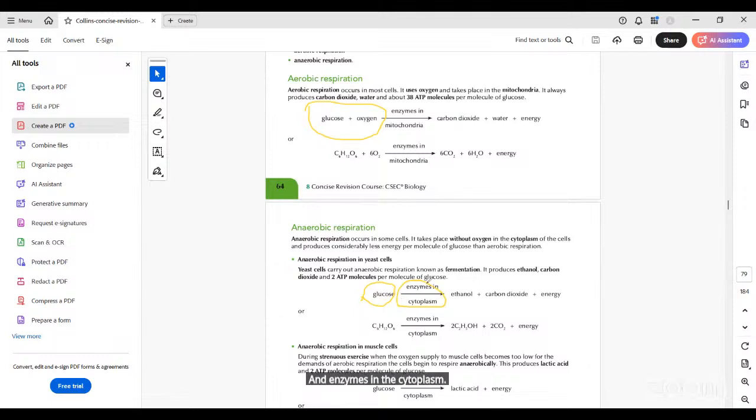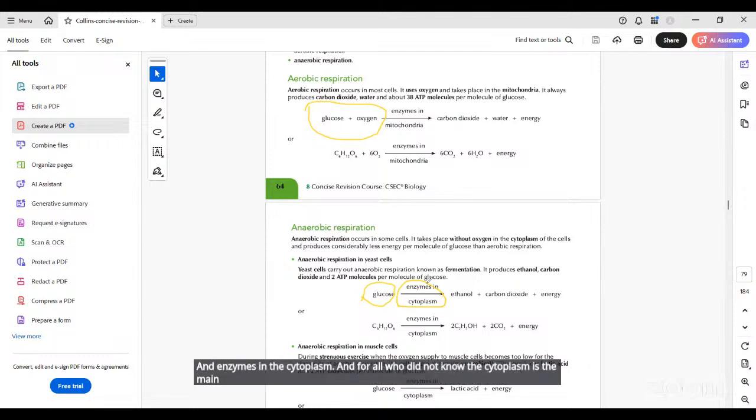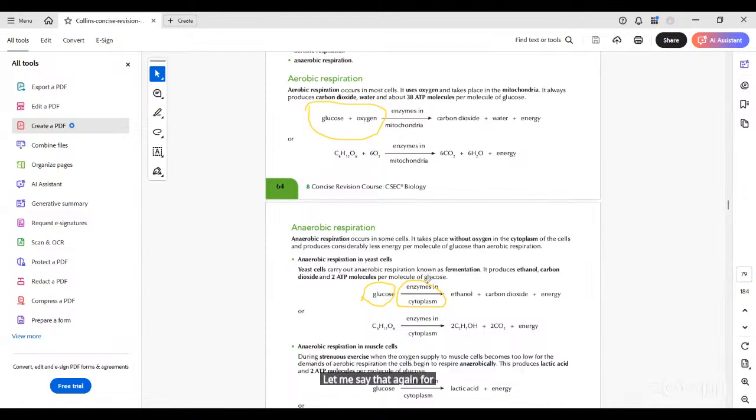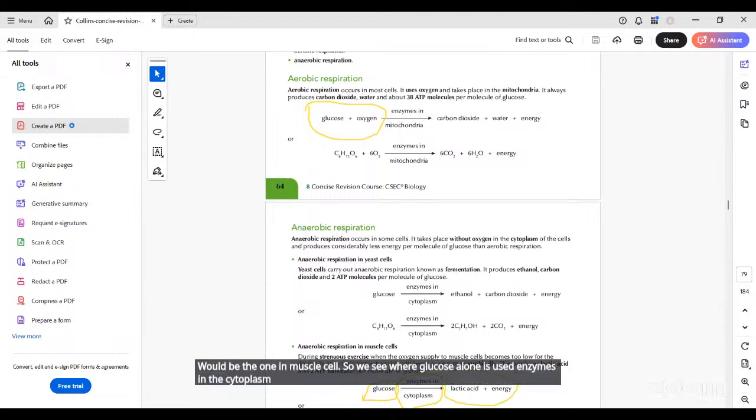And for all who did not know, the cytoplasm is the main site where chemical reactions take place in the cell. Let me say that again for the people at the back. The cytoplasm is where all, if not most, chemical reactions take place in the cell. Even though this is for yeast, the one we need to talk about is the one in the muscle cell. So we see where glucose alone is used, and enzymes in the cytoplasm produce lactic acid and energy.